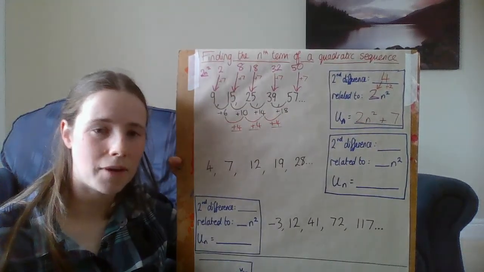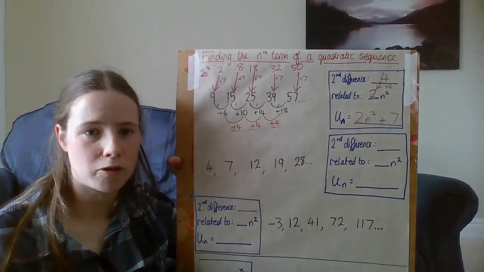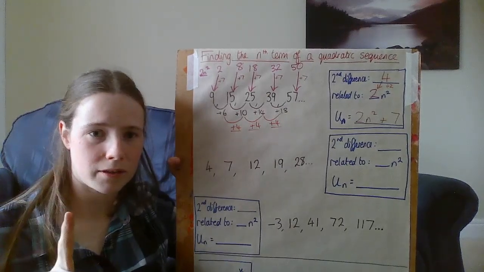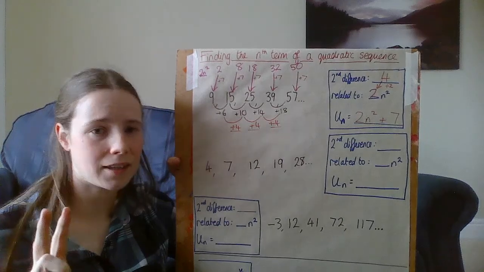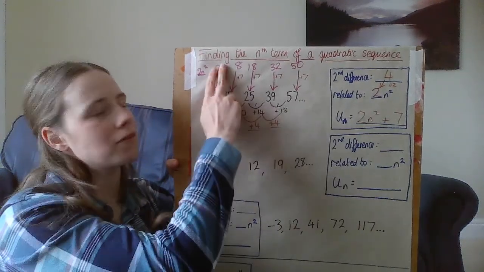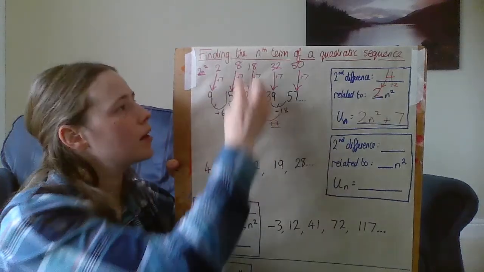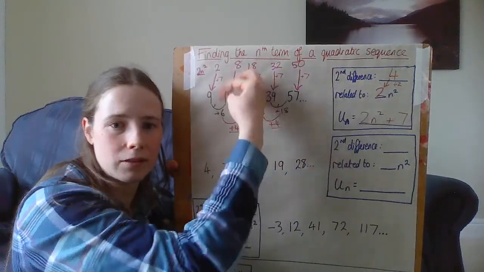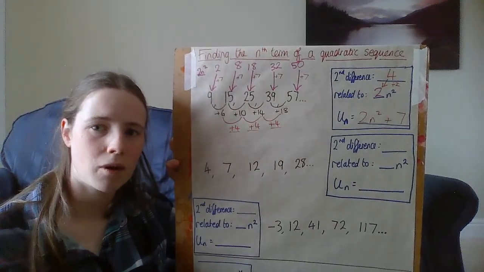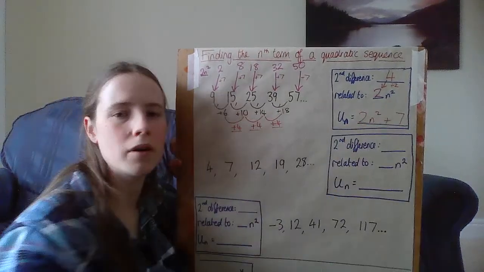And that is the process that you have to follow to find the nth term of a quadratic sequence. So what you do is, number 1, you find the second difference. You half that second difference to get the coefficient of n squared, and then you have to work out as a third step the gap, the relationship between the n squared sequence and what you're aiming for, and that hopefully will then give you the formula.